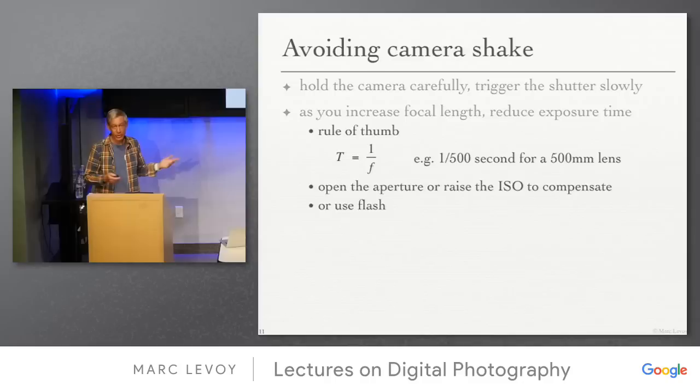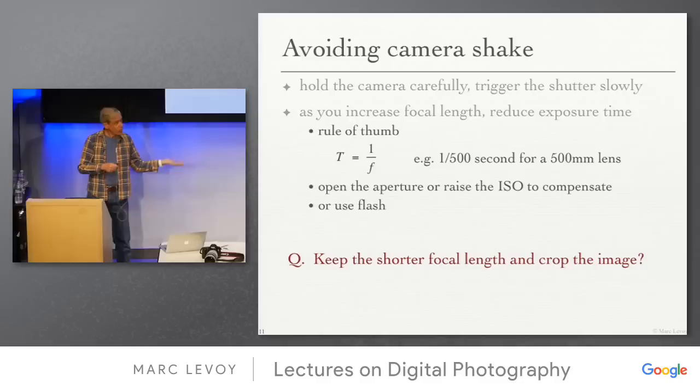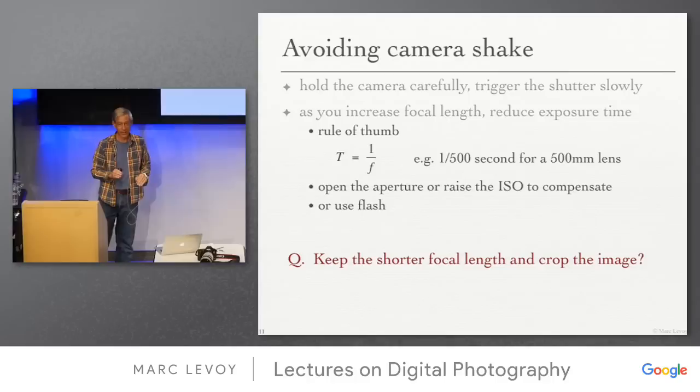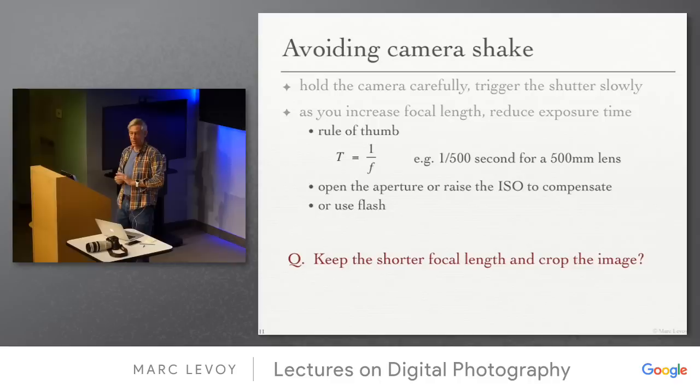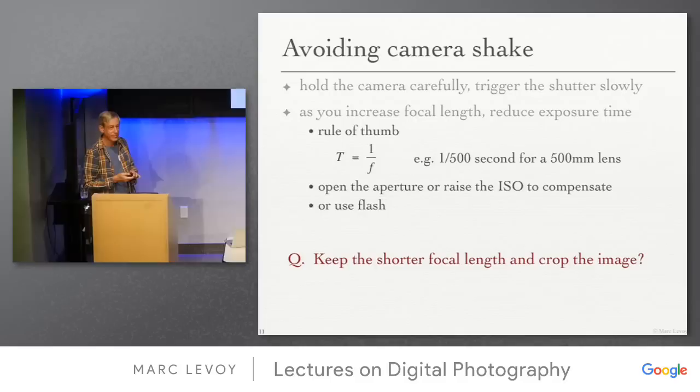All right, let's consider some other factors. What happens if we were to keep the shorter focal length, so keep it a wide-angle lens and just crop it in to make it seem like a longer lens? Will that help? So instead of using a longer focal length, instead of zooming this camera, we'll instead keep it wide-angle and then crop the image in. It's worth thinking through all these things. As a photographer, you ought to know all these things.